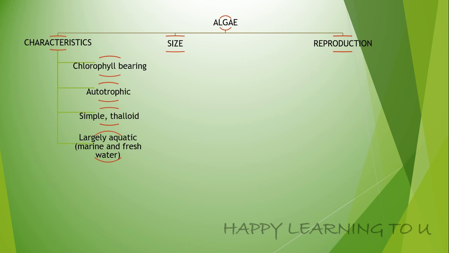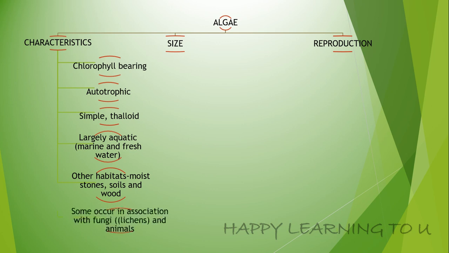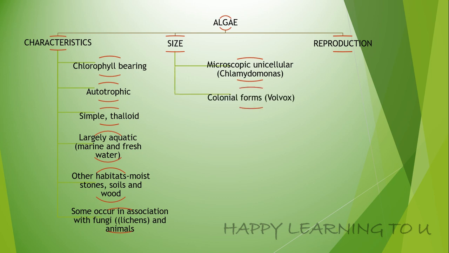It is largely aquatic, that is, it is found in marine as well as freshwater. But it can also occur in other habitats such as moist stones, soils, and wood. They also occur in association with fungi, and this association is known as lichens, and can also occur in association with animals. Coming to size, they can vary from microscopic unicellular, example Chlamydomonas, to colonial forms like Volvox.